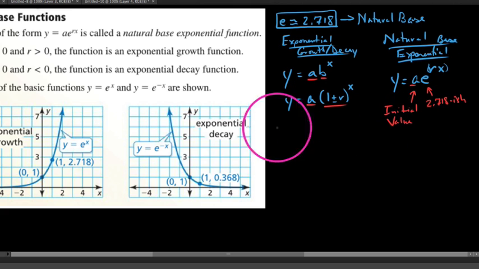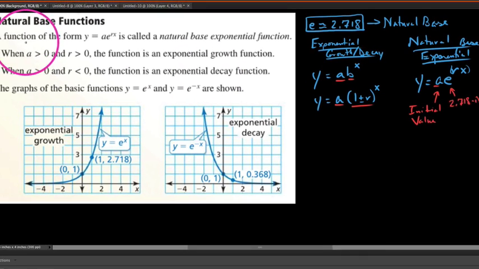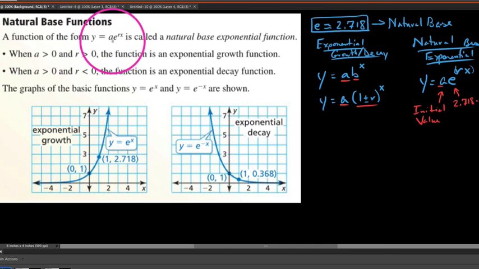And so we're going to delineate a few things here, but we'd say that a function of the form y equals a e to the rx, where our base is just the natural base here, is called the natural base exponential function. And we want to identify a few things here. We want to identify that our a value is positive. And that is very apparent in both cases. And so we're starting with some initial value, a.